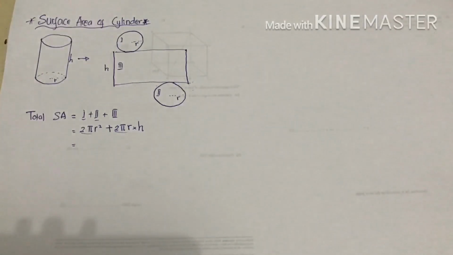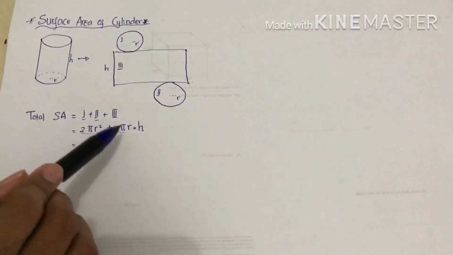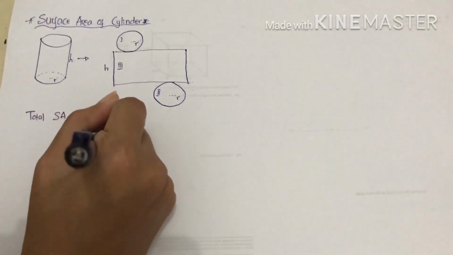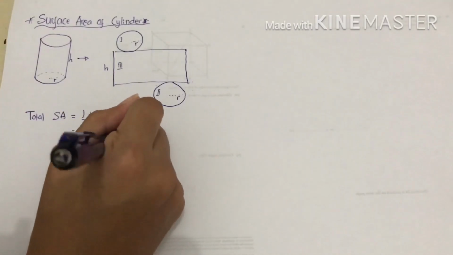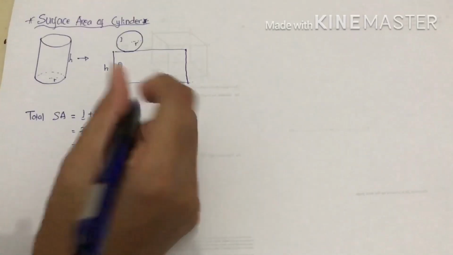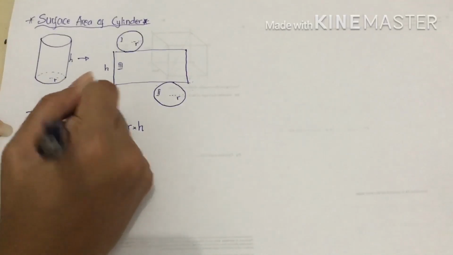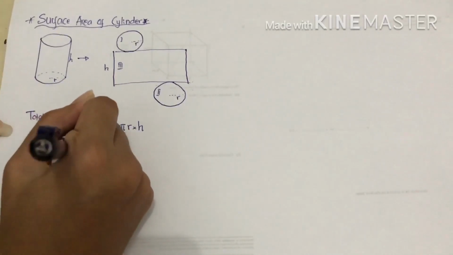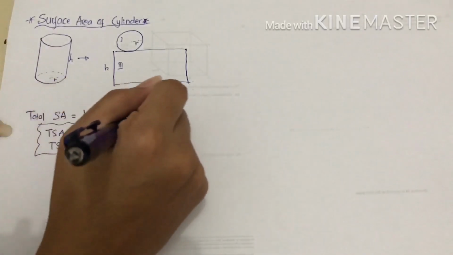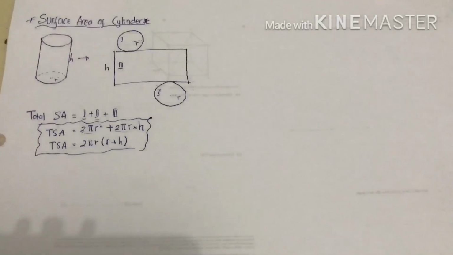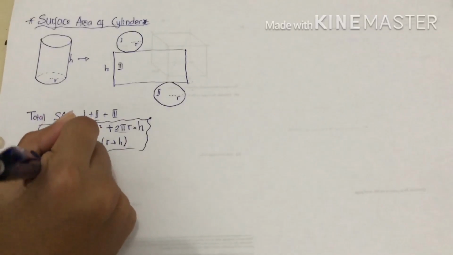So here, using algebra, we have 2 pi r here, so it is equals to 2 pi r. If you want to simplify it, actually you can just use 2 pi r times r plus h. Let's just say total surface area is TSA. You can use one of this. That's it.